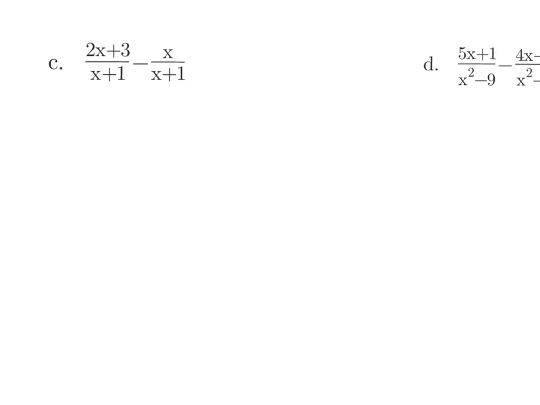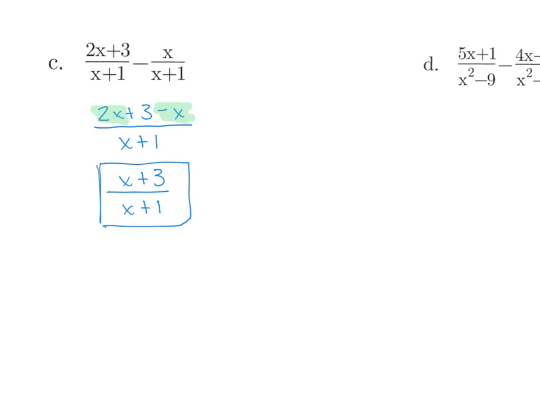Example C, I'm going to go ahead and combine into a single fraction. So we get 2x plus 3 minus x all over x plus 1. I can combine my like terms. I can combine 2x and minus x. This gives me x plus 3 over x plus 1. This does not simplify any further, and so this will be our final answer.